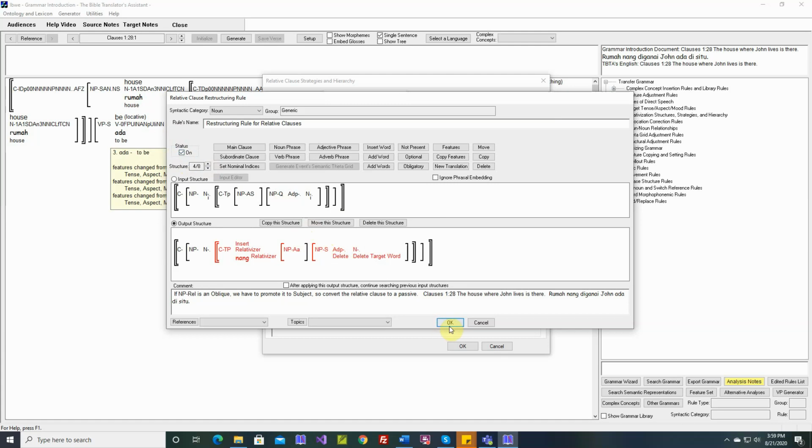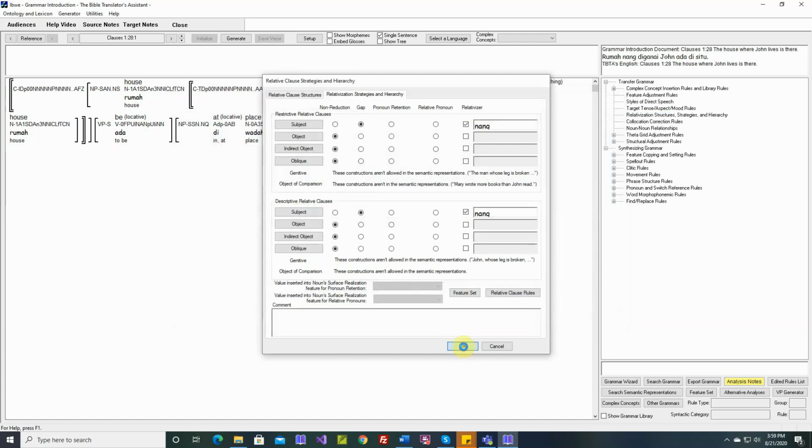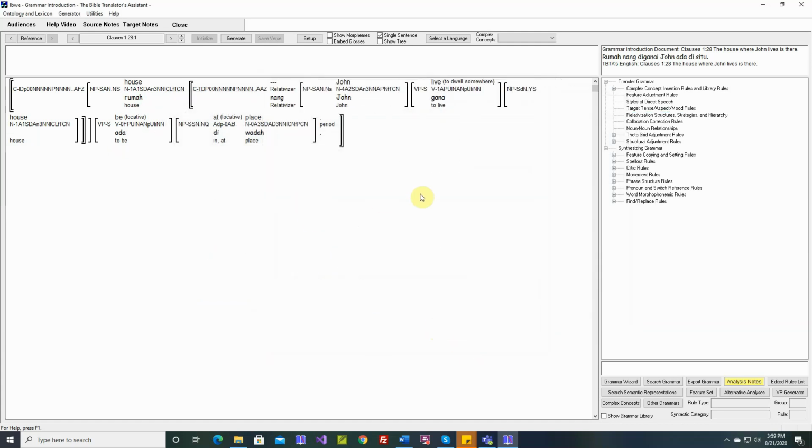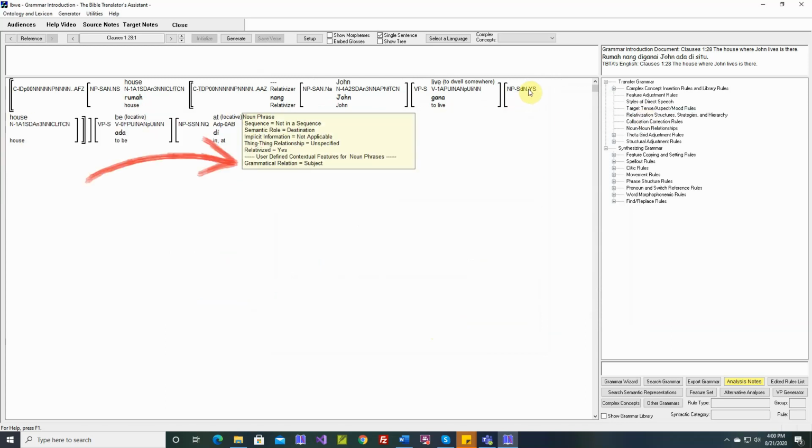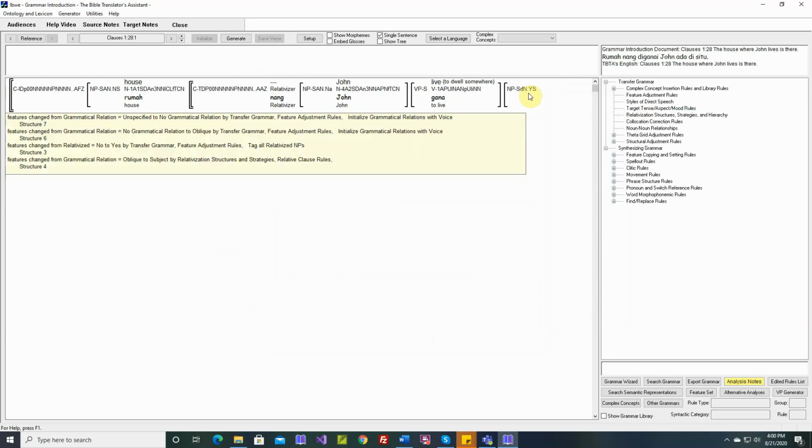So we'll turn the rule on, we'll say OK, and now when we go here, remember these rules are executed even before the verse is displayed to us. If we look here, we'll see that this grammatical relation is a subject, and if we rest our cursor down here, if we look at the last line, features changed from grammatical relation equals oblique to subject by relativization structures and strategies, relative clause rules, structure 4.